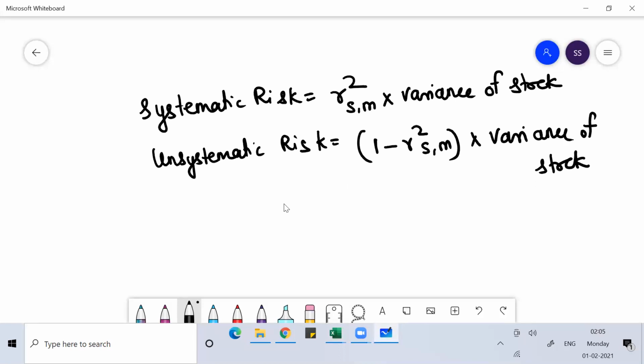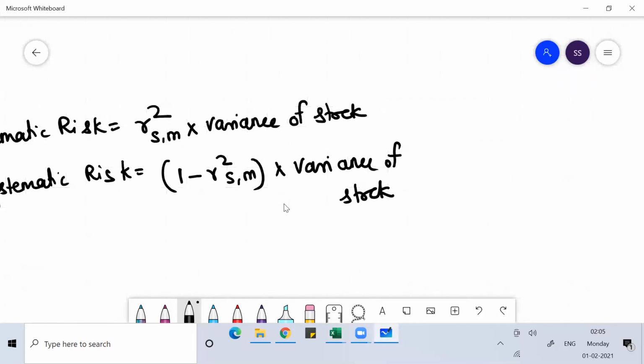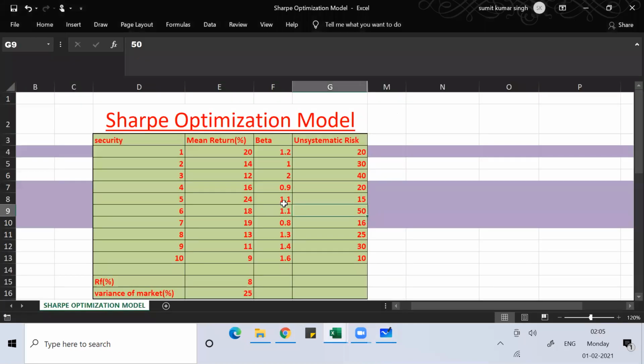Similarly, when we talk about systematic risk on the stock, you can calculate it with the formula beta square, the beta of the stock squared, into the variance of the market. With this, you can calculate the systematic risk on the stock. Once you have calculated the systematic risk, if you subtract it from the total risk, you can get the unsystematic risk on the stock, which is also called the residual variance on the stock. So this much data is given to you. Along with this, RF, the risk-free rate of return, will be given to you in the problem if you are trying to solve a problem based on the Sharpe optimization model, plus the variance of the market will be given to you.